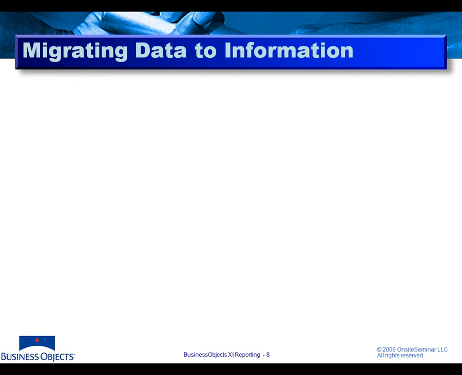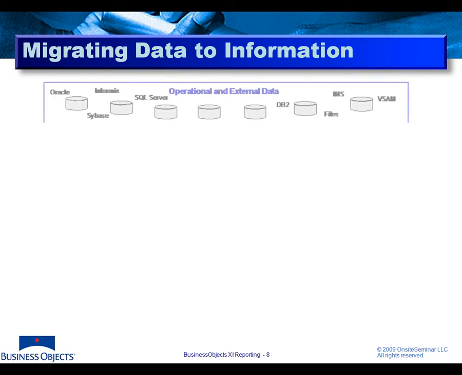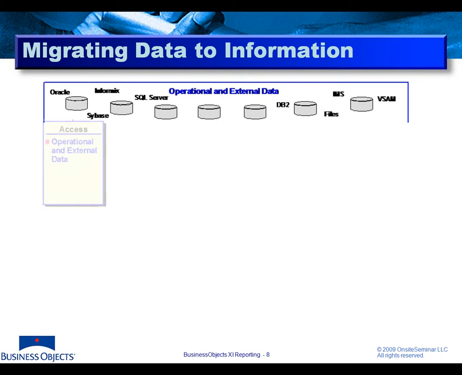So we've been talking about converting data into information. So let's talk exactly about how that particular process is going to be occurring. We have lots of different kinds of operational and external data out there: relational types of information, legacy data structures, flat file structures, and many different kinds of data that are available. We want to transition this into something that we can use from an informational perspective.